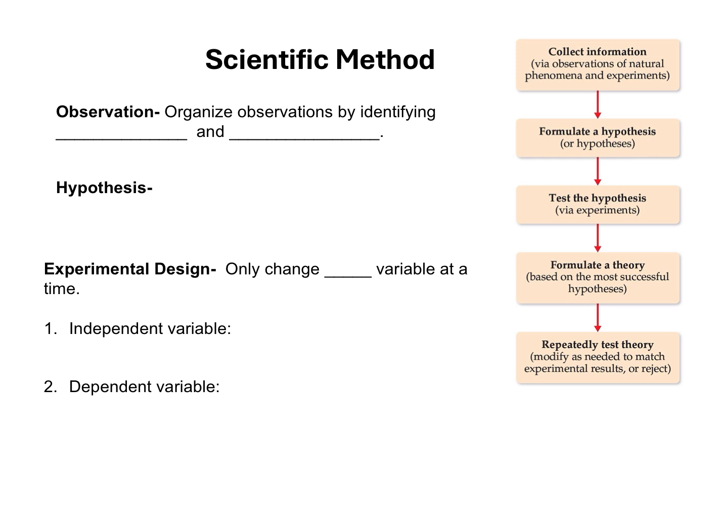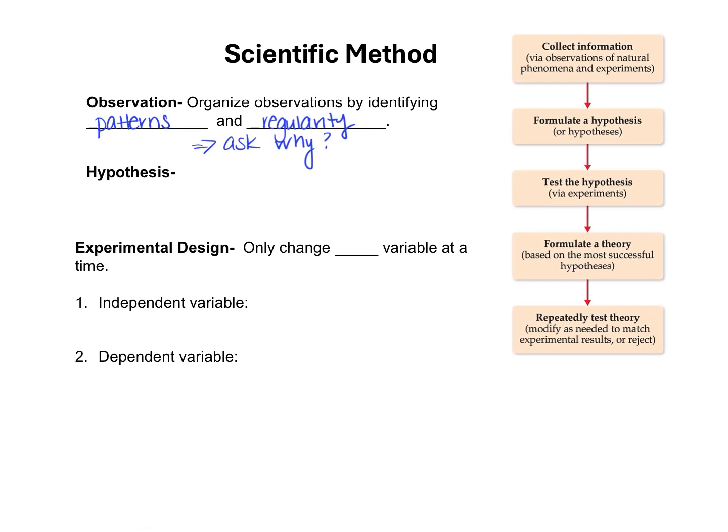So I want to give some definitions to this. When we talk about an observation, we're observing something, we're looking at something, we see something, and then we try to organize all these observations by identifying the patterns and regularity. And a lot of times we ask ourselves, why? And so we try to explain those observations in some way with a hypothesis. So a hypothesis is a statement that tries to explain the observation.